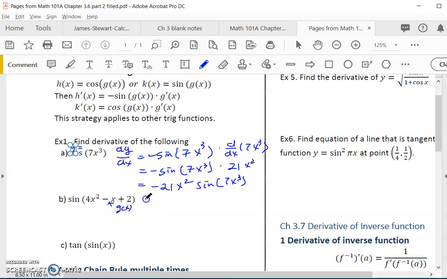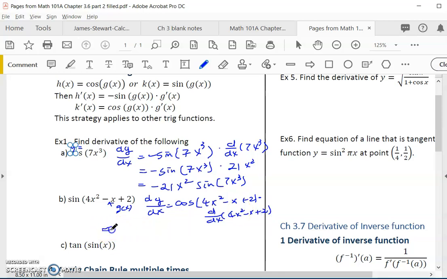So we say dy dx would be, if I have a sine, the derivative of it would be a cosine of exactly the same thing. We don't change it. This is like the u in the chain rule. Multiply with the derivative of inside. Do the d dx of 4x squared minus x plus 2.